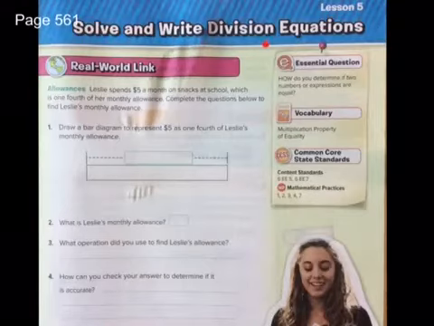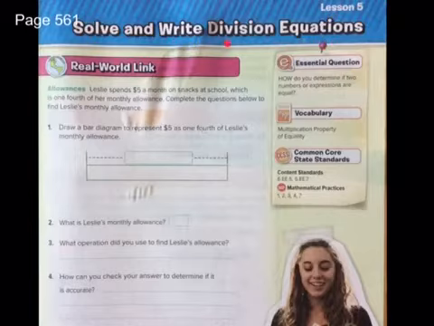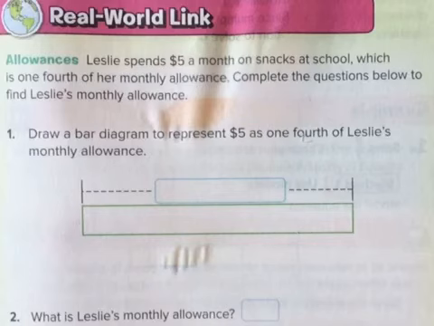Solve and write division equations. We're going to continue working with equations. We've done adding and subtracting, and now we will be doing division. As we've done with adding and subtracting, we've used the subtraction property of equality and the addition property of equality. Now for division, we're going to use the multiplication property of equality. Let's look at how this applies to the real world.